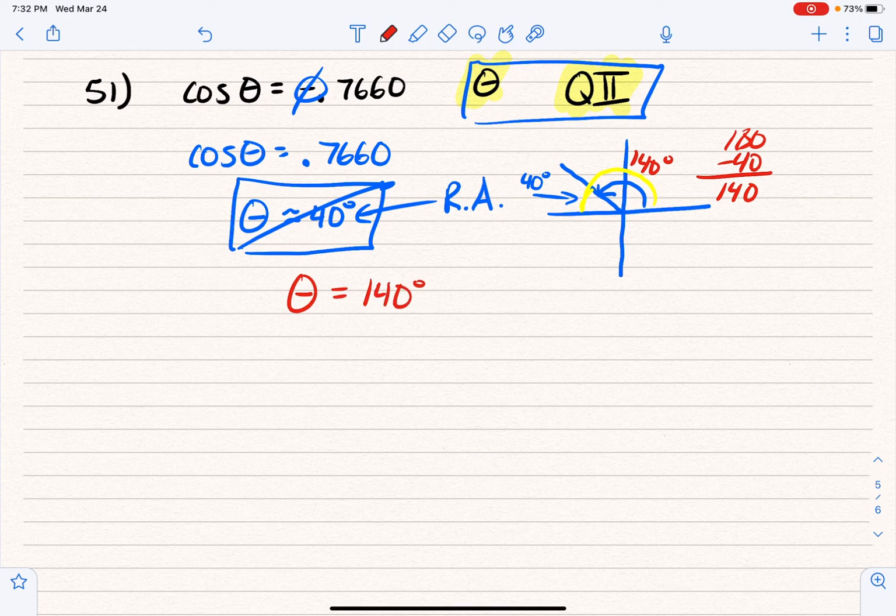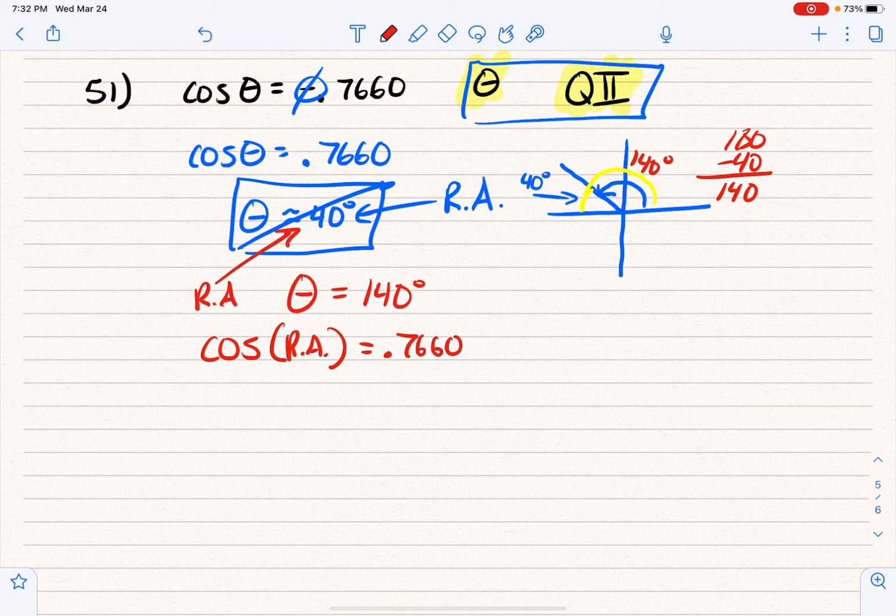So I don't know if it would make it better. I don't really love the fact that we're using this notation and we're using theta in the problem, but we're not actually getting theta. And so I don't know if it'd be better to have written this and say cosine of the reference angle is equal to 0.7660. I know that looks kind of stupid, but it's true that that is the reference angle. It's not true that it's theta.